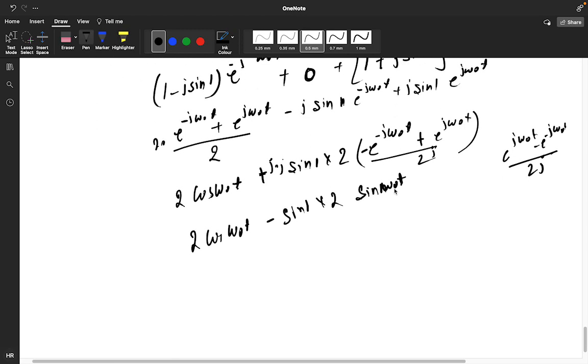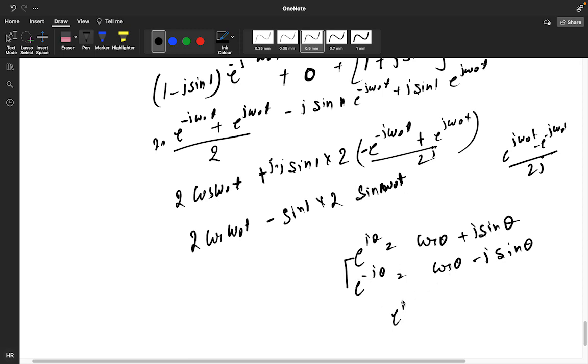Okay, just tell me the formula. We have e power j theta equals cos theta plus j sine theta. e power minus j theta equals cos theta minus j sine theta. Then if we subtract these, e power j theta minus e power minus j theta divided by 2j gives sine theta. The formula is e power j theta minus e power minus j theta. That is correct, the formula we are getting is correct.